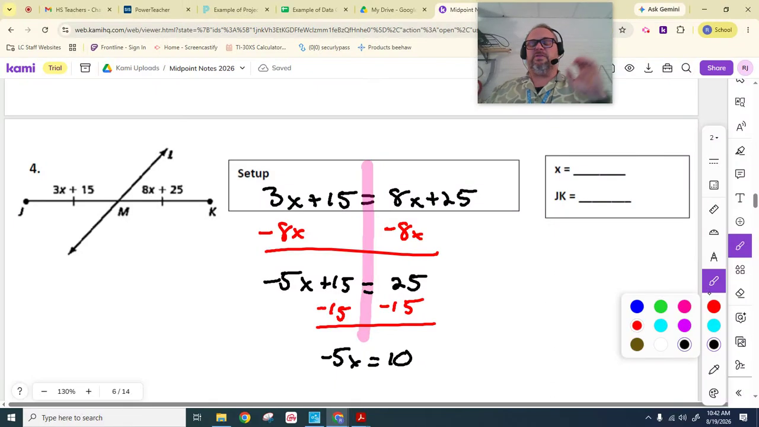Now, for the first time today, I think we had one of these yesterday, where the x was a negative number. Okay? X can be negative. The distance cannot be negative. Let me say that again. X can be negative. The distance cannot be negative.